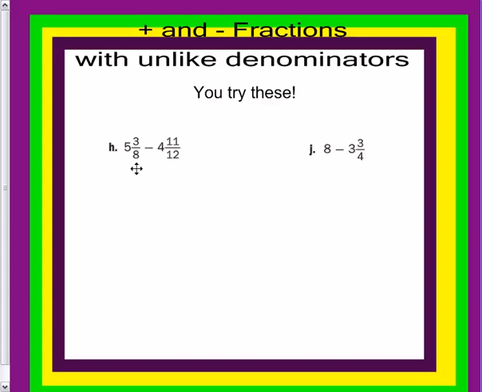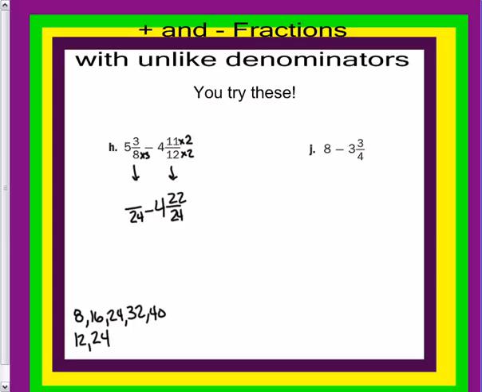Okay, so what we need to do here first is we need to make common denominators for both of these. 8 and 12. What number goes into both? So I can make the multiples of 8: 8, 16, 24, 32, 40. Okay, let's see if I have to go further. 12, 24. Ooh, we don't have to go any further than 24. So 12 times 2 is 24, so 11 times 2 is 22. So I've got 4 and 22/24ths. And over here, 8 times 3 gives me 24. 3 times 3 gives me 9. So I've got 5 and 9/24ths.